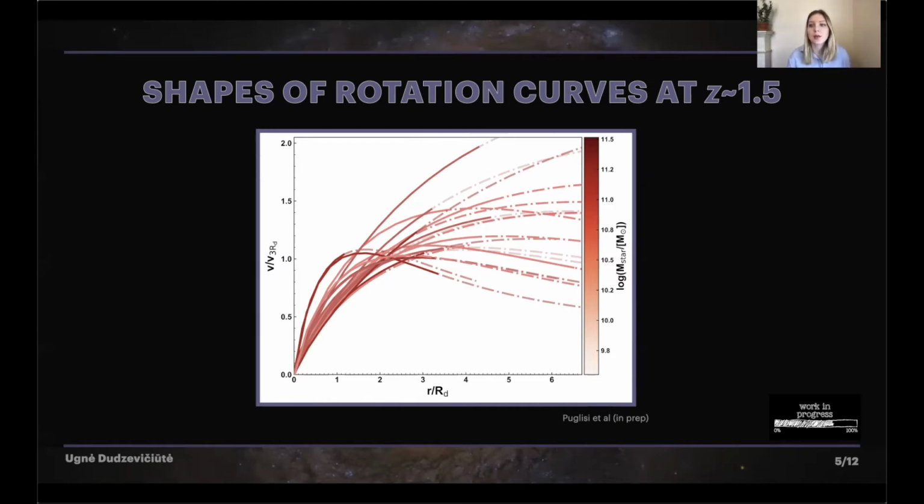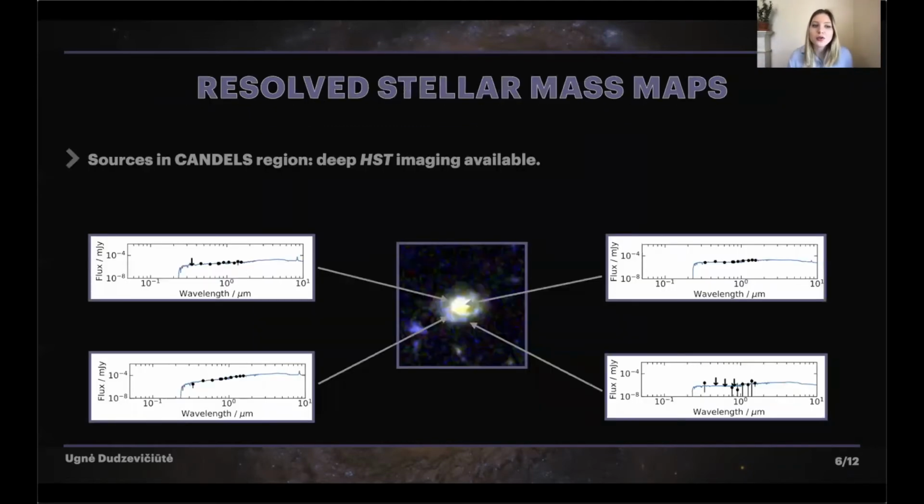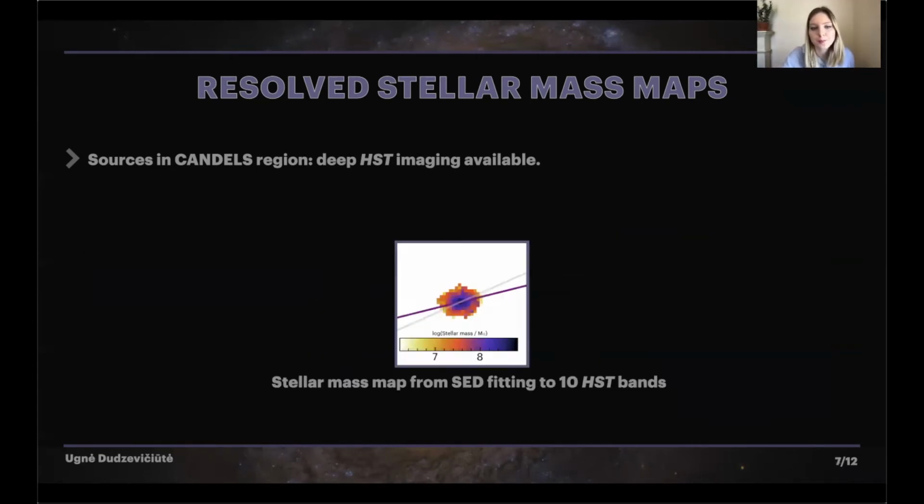And usually this is done by modeling the stellar and gas distributions. However, our sources are in the CANDELS region, which has deep HST imaging available. So instead of modeling the stellar distributions, we can construct resolved stellar mass maps. For each of the pixels in each of the sources, we fit 10 HST bands with an SED fit code to derive stellar mass at that pixel. And this way, we construct these resolved stellar mass maps for our sources, just like the ones seen here.